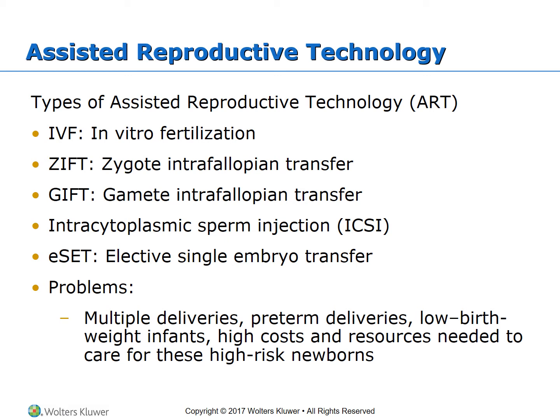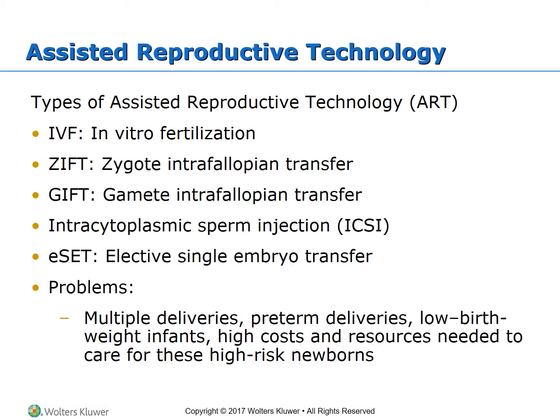Then there's also the intracytoplasmic sperm injection, and that's used for couples who have significant difficulties with sperm or an older couple. And that's where a single sperm is injected into a mature egg. And after fertilization, it is transferred to the uterus or the fallopian tube.